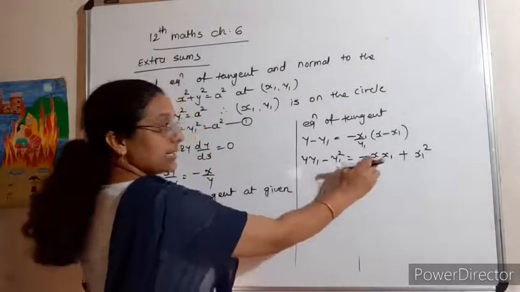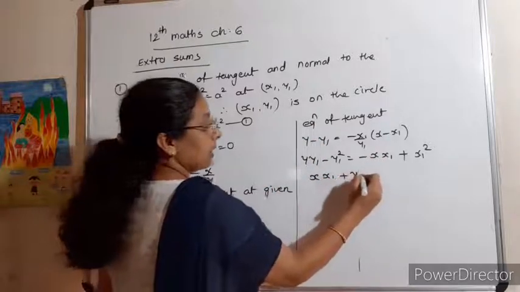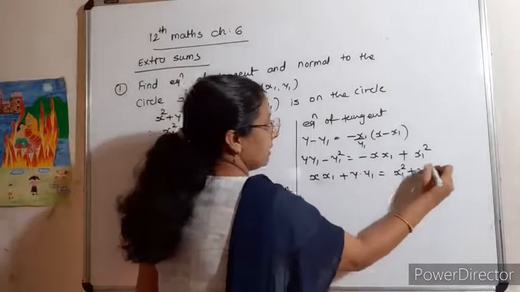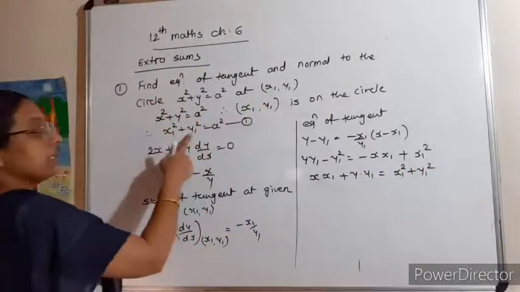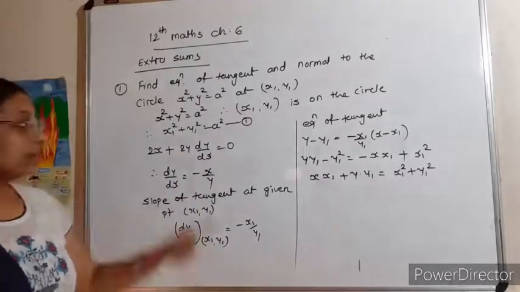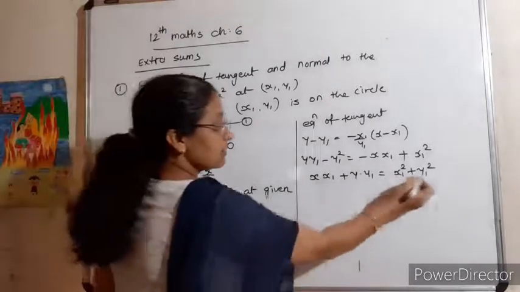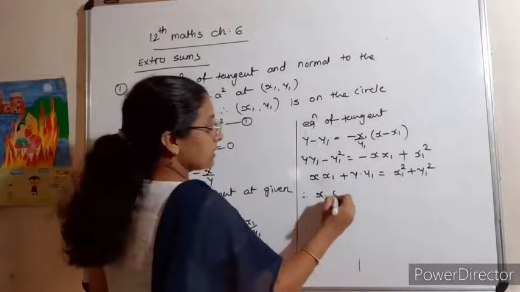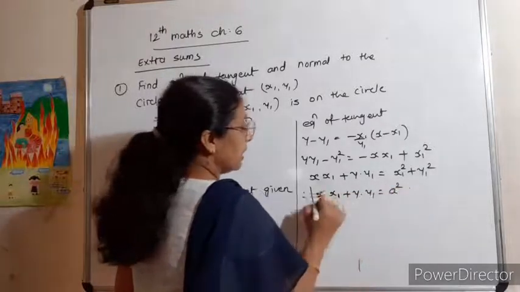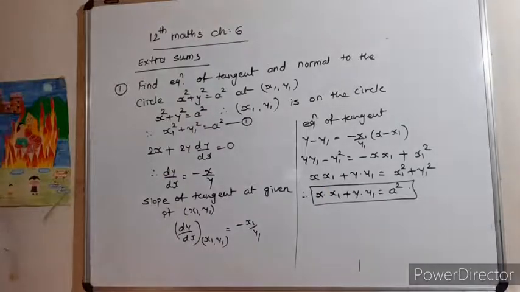It is minus x1 come this side, that is x1 plus y1 is equal to x1 square plus y1 square. But what is x1 square plus y1 square? We have already written that. That is what? A square. Yes. So we can say that this is a square. So x1 plus y1 is equal to a square. So we get this equation of tangent.